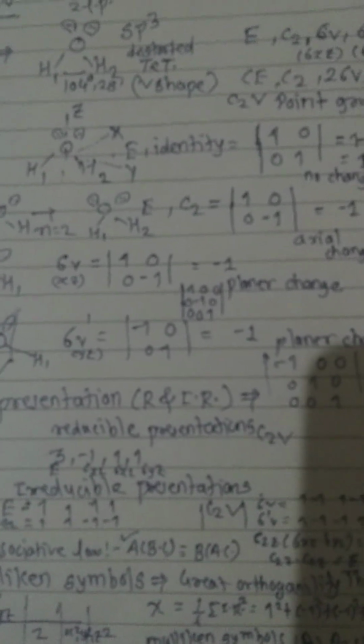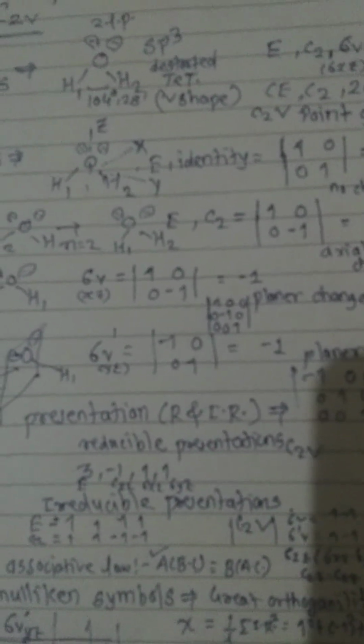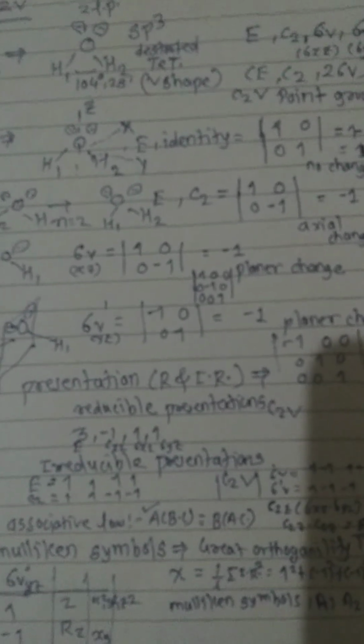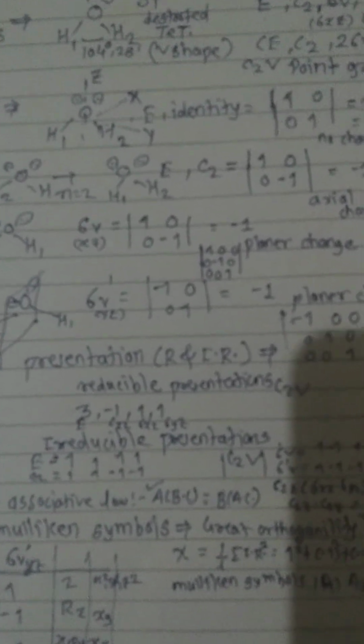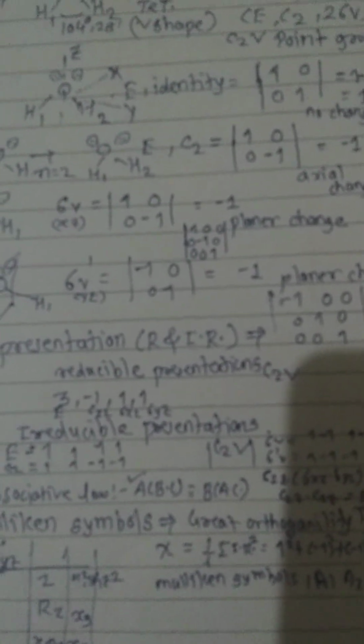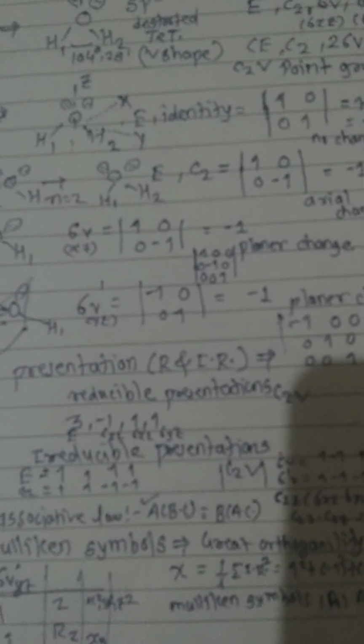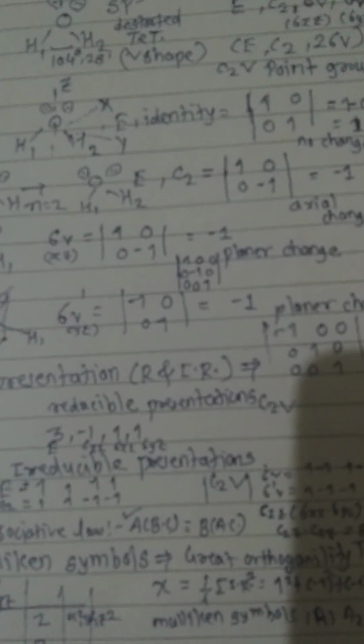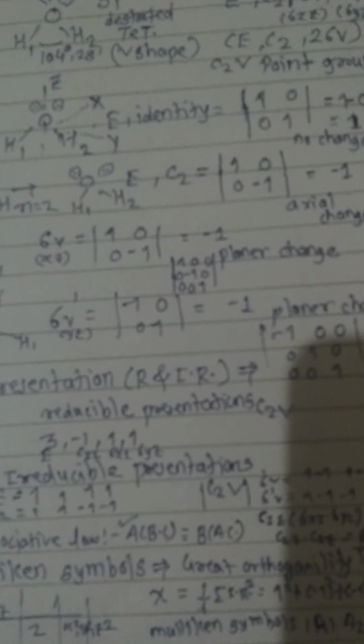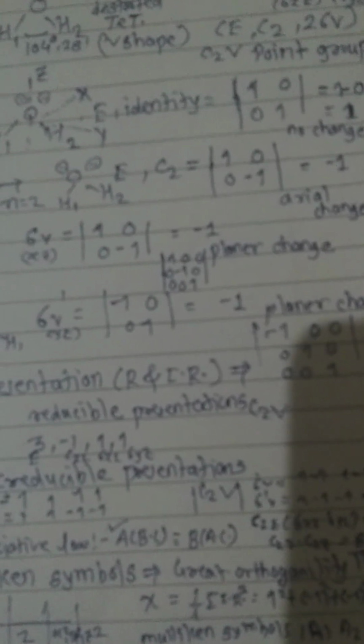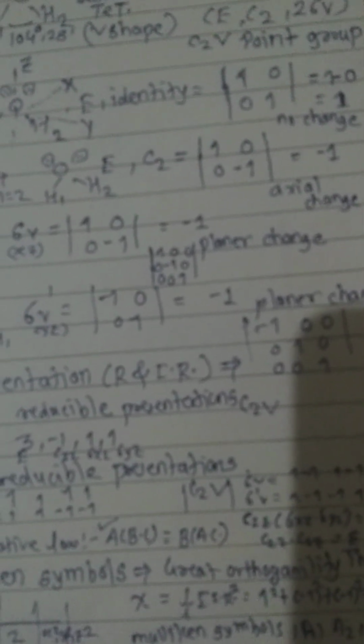It elaborates the reducible and irreducible presentations. Reducible presentations are those which can be further reduced, and irreducible are those which cannot be further reduced. These are the combination vectors for the transitions of the water under the spectroscopic transitions. So the reducible presentation for the C2v point group of water has values 3, -1, 1, 1: 3 for identity, -1 for the C2 axis, 1 for sigma v, and 1 for sigma dash v.